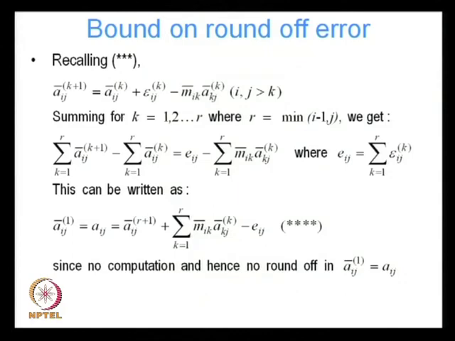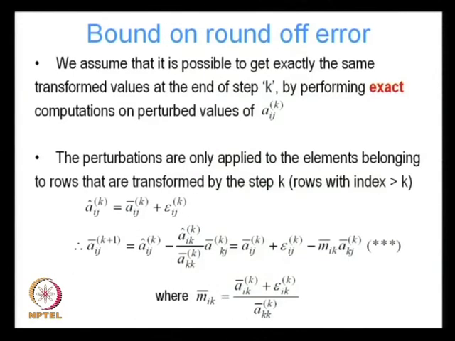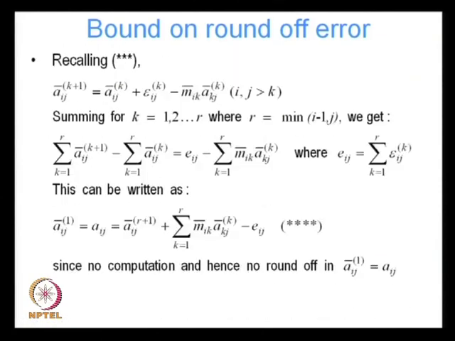Let us recall this equation, which was my update formula for Gaussian elimination, and which says that ā_ij^(k+1) is equal to ā_ij^(k) plus ε_ij^(k) minus this.